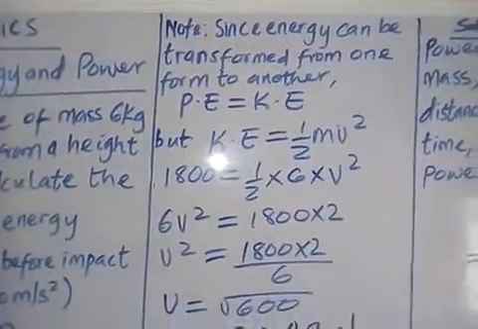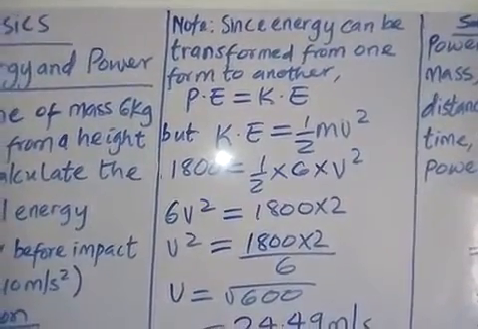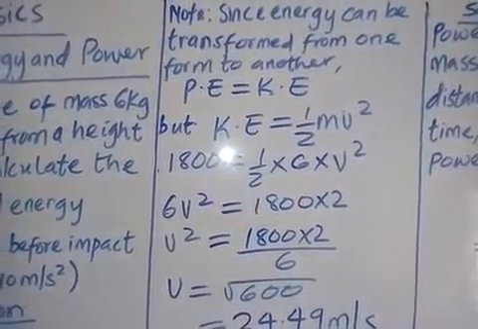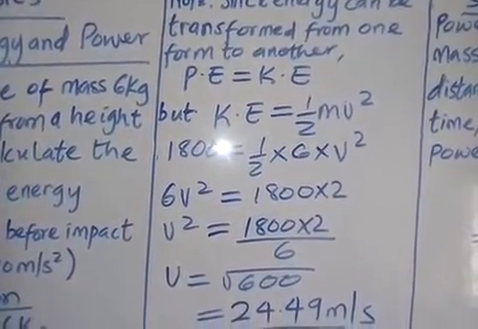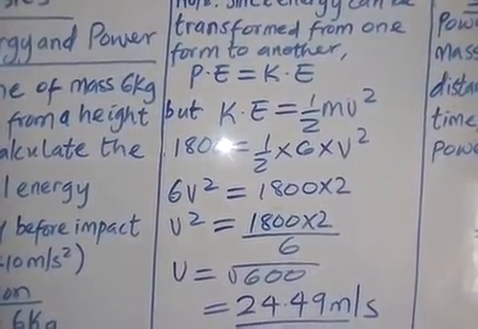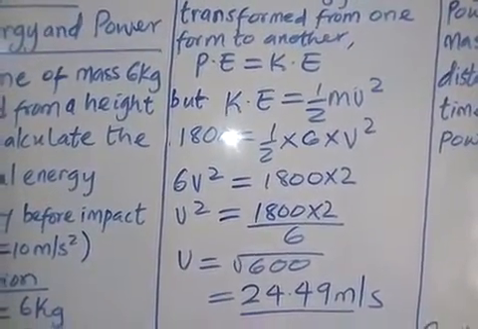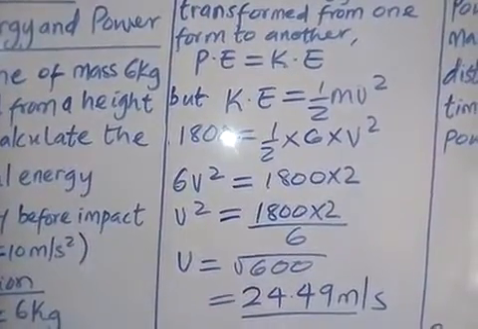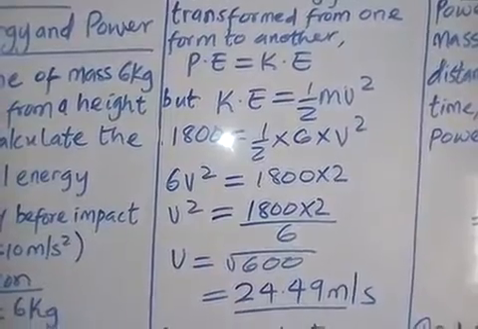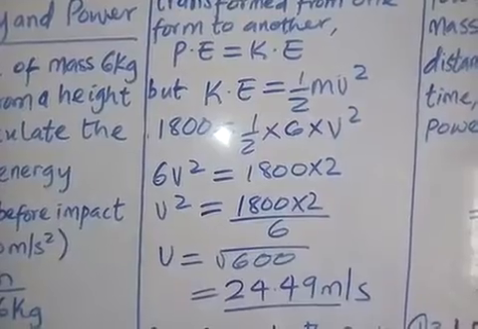Let's take the second question under question number 1. But before we do that, you must take note that energy can never be destroyed nor created, but energy can be transformed from one form to another. So in that case, it means the potential energy that the body has at rest will be equal to the kinetic energy that the body will have while in motion. And what is the formula for kinetic energy? Kinetic energy equals half mv squared.